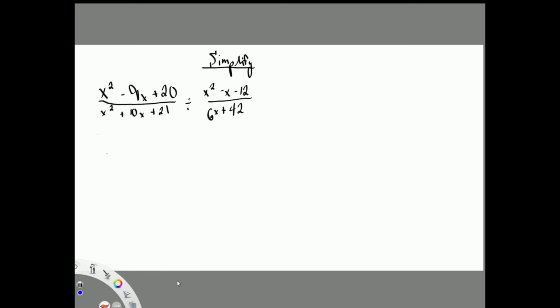So the first problem we're going to do here is work with these two fractions, and we're dividing them, which is kind of tricky. Instead of dividing them, we're actually going to change this to a multiplication, and in doing so, we have to multiply by the reciprocal. The original left side, I'm not going to change anything. It's still x squared minus 9x plus 20, and I'm dividing by x squared plus 10x plus 21.